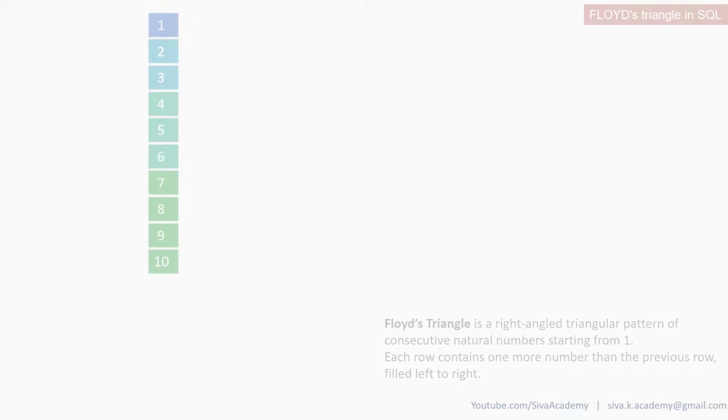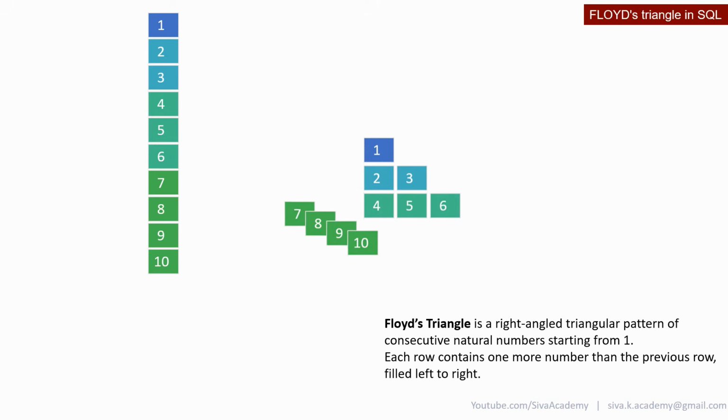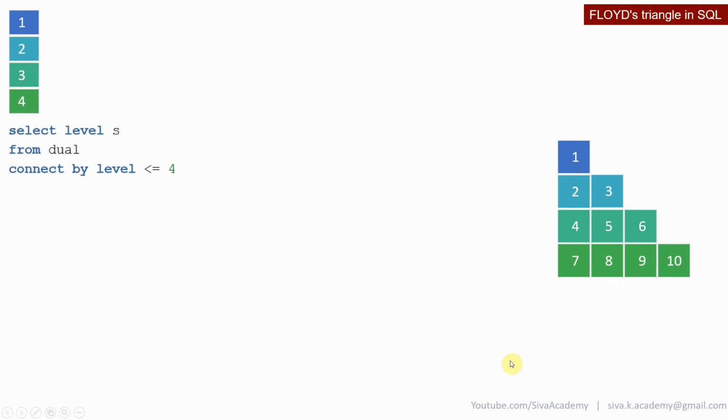Just to start with, Floyd's triangle is a right-angle pattern of consecutive numbers starting from 1, and each row contains one more number than the previous row, filled from left to right. Let me quickly show you the logic of what I'm going to do in SQL, followed by a quick demo. To print a Floyd's triangle, the very basic requirement is to print a sequence. Of course, using SQL, we can very easily print it using the CONNECT BY clause.